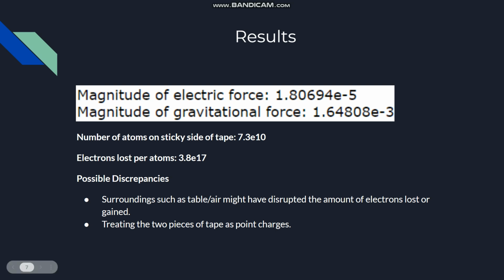Some possible discrepancies that we found that could have been there with the data is, for one, air. Air can definitely disrupt the electron transfer. It could also mess up what repels, what doesn't. But probably the more important thing is hands. Hands, you know, will transfer the electrons from my hands to the tape, and that gets some discrepancies.